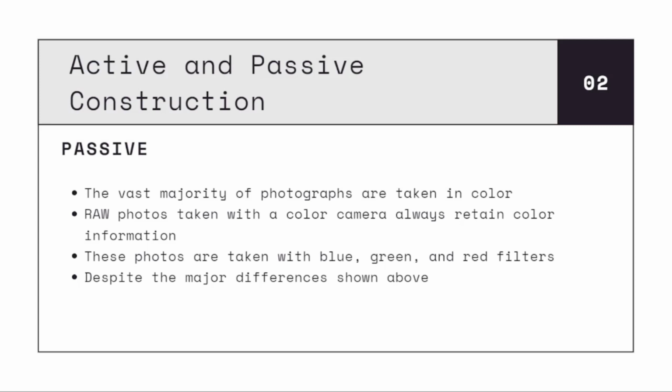Passive. 1. The vast majority of photographs are taken in color. 2. Raw photos taken with a color camera always retain color information. 3. These photos are taken with blue, green, and red filters. 4. Despite the major differences shown above.